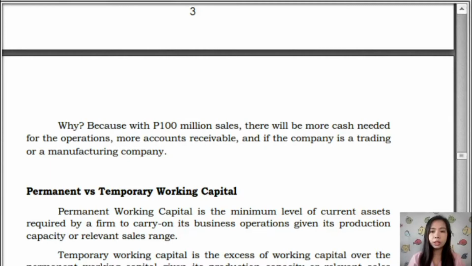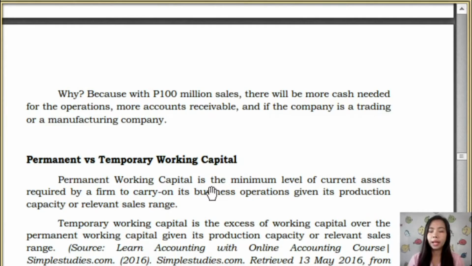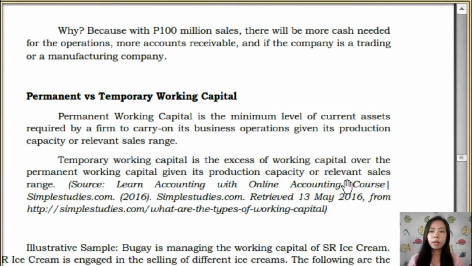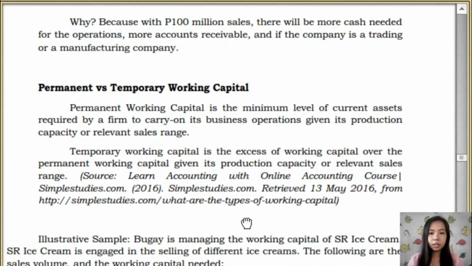So, to further elaborate yung ating permanent and temporary working capital, so ito po siya. Ang tinatawag natin permanent working capital is the minimum level of current assets required by a firm to carry on its business operations, given the production capacity or sales range. Yung temporary working capital naman, excess of working capital over the permanent working capital. So, I have here an illustrative sample.